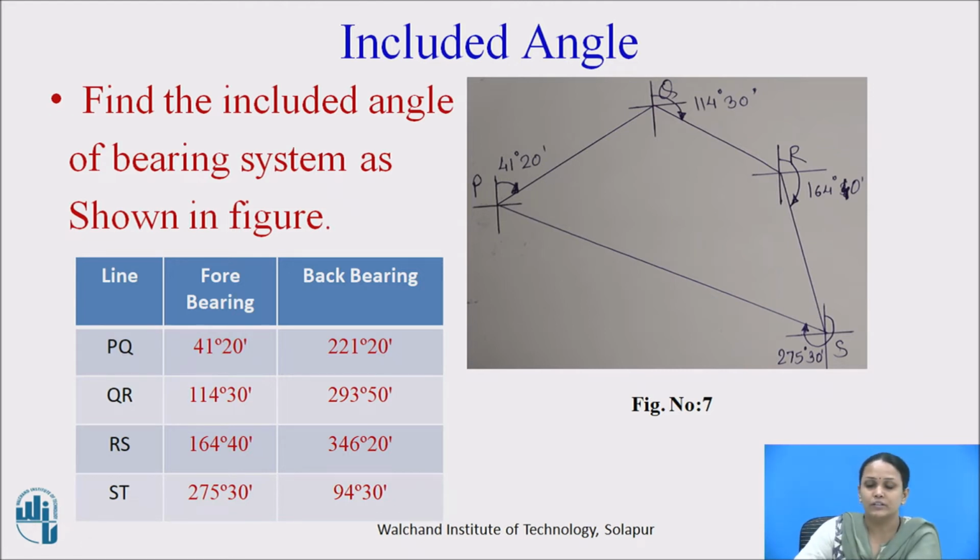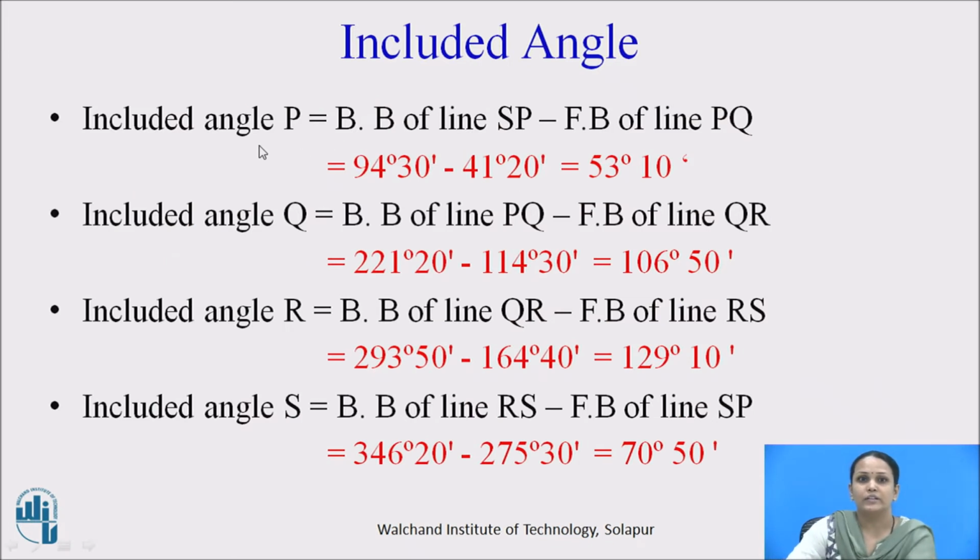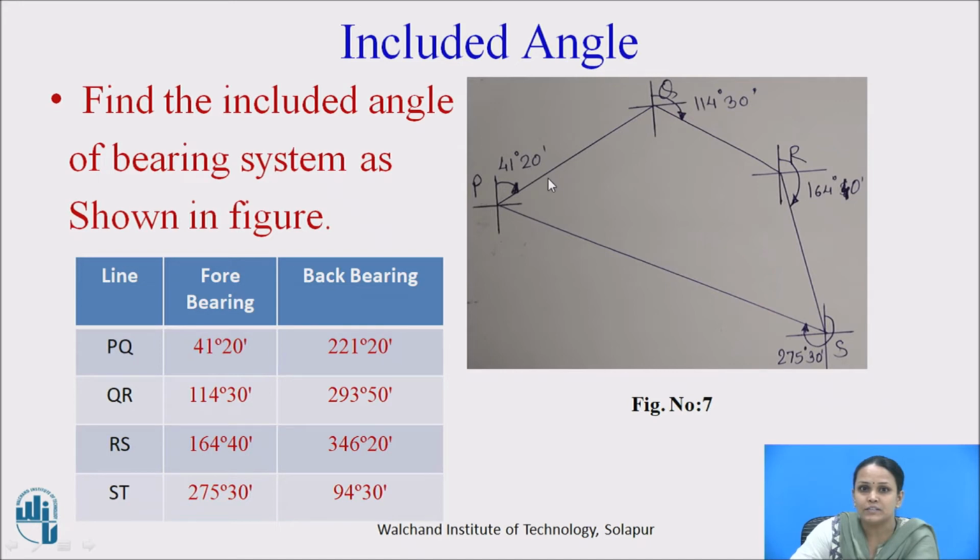Now we will see how to calculate the included angles. The included angle P is calculated as the back bearing of line SP minus the fore bearing of line PQ. Included angle means this internal angle P. If I subtract this 41 degrees 20 minutes from the 94 degrees 30 minutes, that is the back bearing of line SP, I will get the internal angle P.